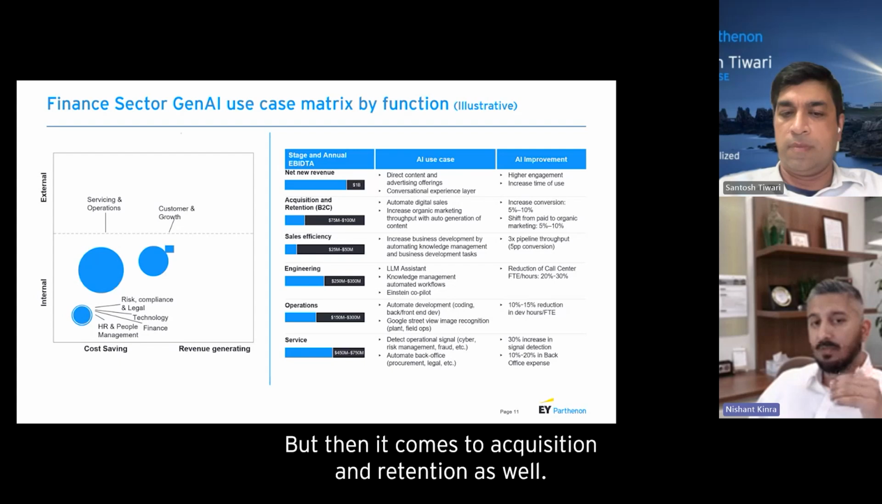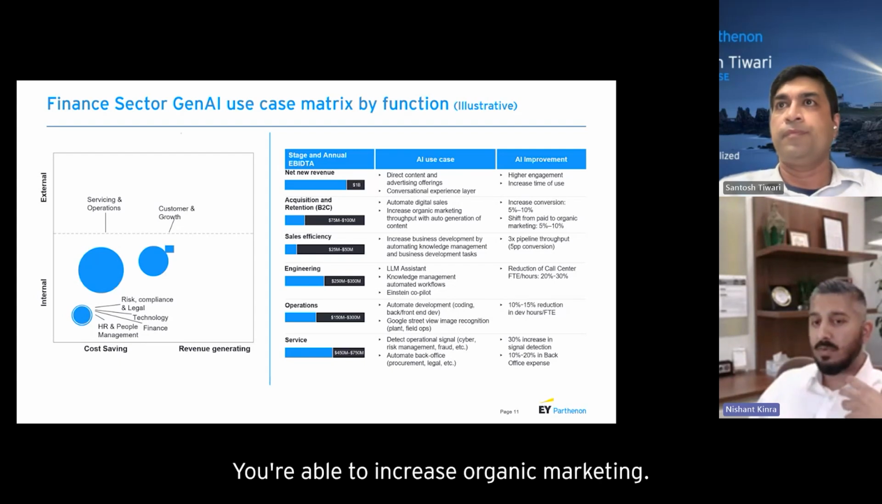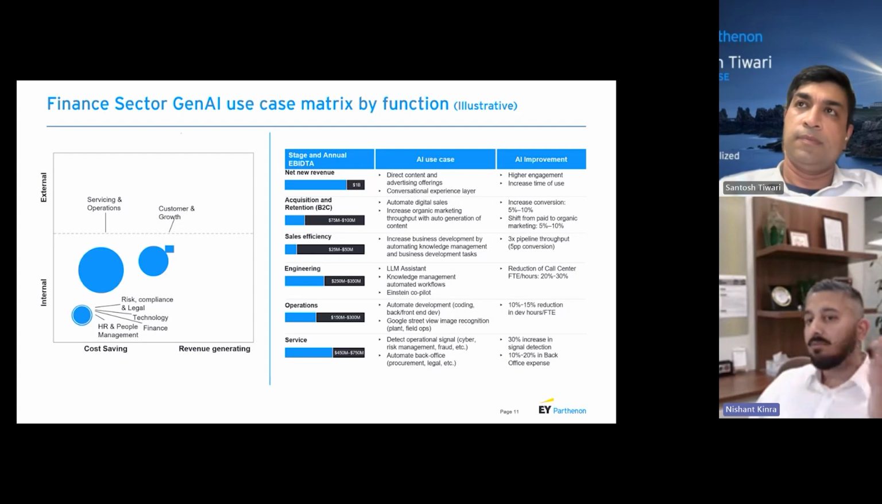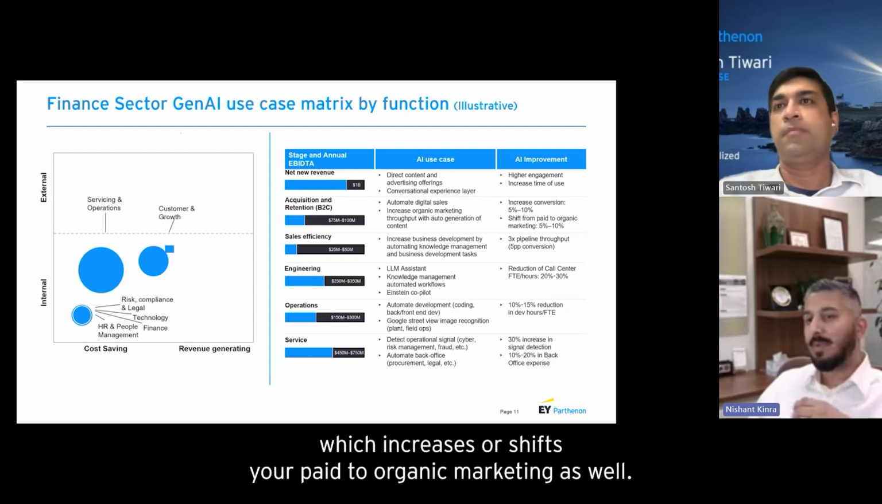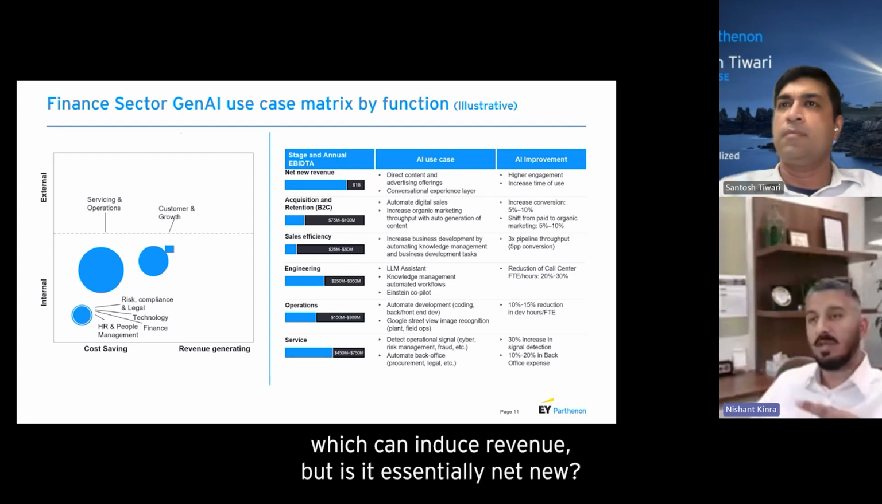But then it comes to acquisition and retention as well. You're able to automate digital sales. You're able to increase organic marketing. Your throughput of auto generation of content increases as well, which increases your conversion, which shifts your paid to organic marketing as well. So there are various cases which are built, which can induce revenue.